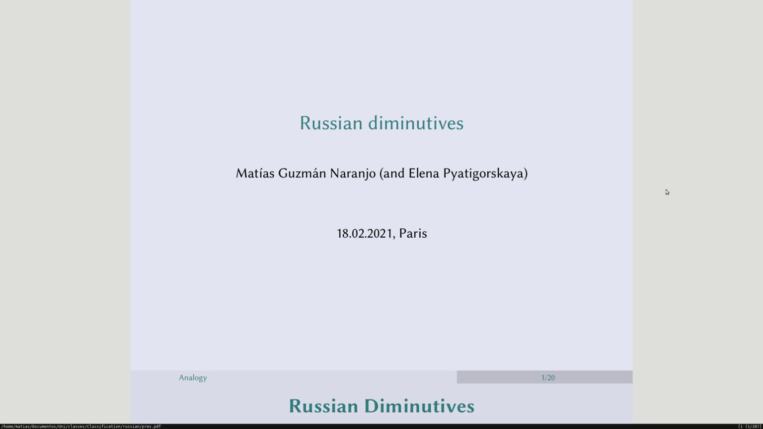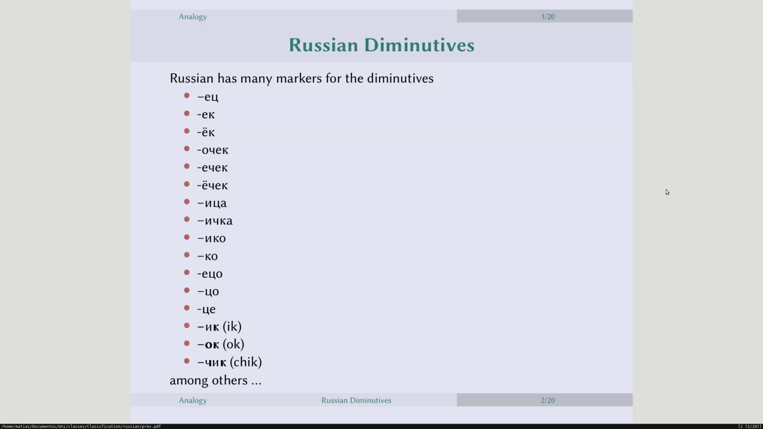So I'm looking at Russian diminutives here, or we were looking at Russian diminutives. She was the native. I did the models. As you probably know, or because everyone knows this, Russian is somewhat known for having more diminutive markers than nouns. Almost. Not quite, but almost. They have a lot. These are just some of them: yets, yek, yok, ochik, yechik, yochik. You have a bunch.